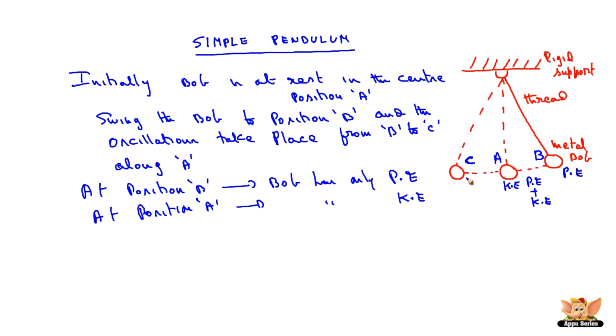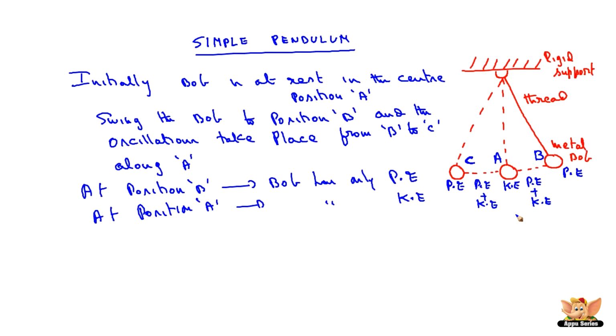Now again it starts swinging from A to C. What happens here? This kinetic energy gets converted into potential energy, gradually. So in this path, it will have potential energy plus kinetic energy. But by the time it reaches position C, the entire thing will become potential energy. So it stops for an instant of time at C and again starts moving back towards A and B. This is how the oscillations take place and energy gets converted.